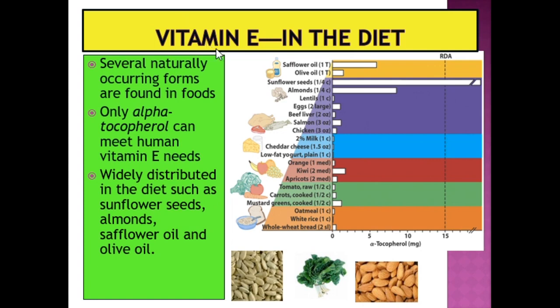Okay, the third type of fat soluble vitamin is vitamin E. Several naturally occurring forms are found in food, and only alpha tocopherol can meet human vitamin E needs. Okay, and it is widely distributed in the diet such as sunflower seeds, almonds, safflower oil, and olive oil.